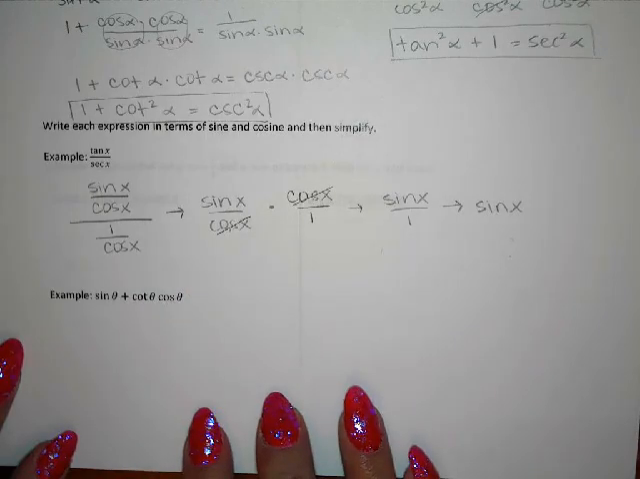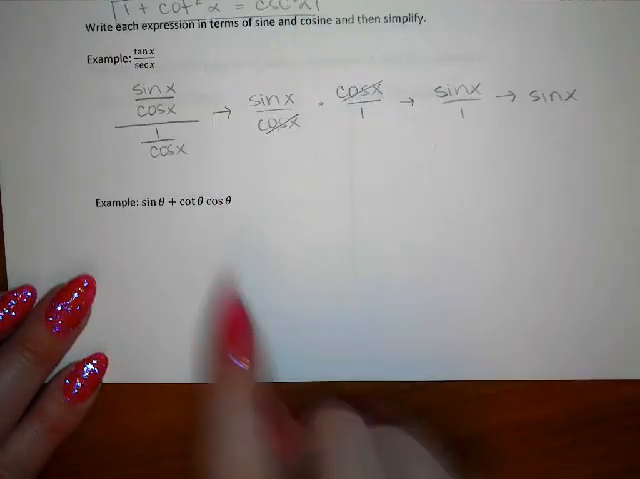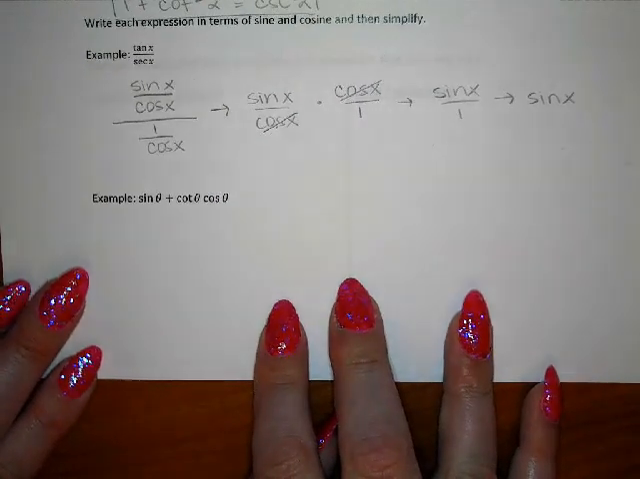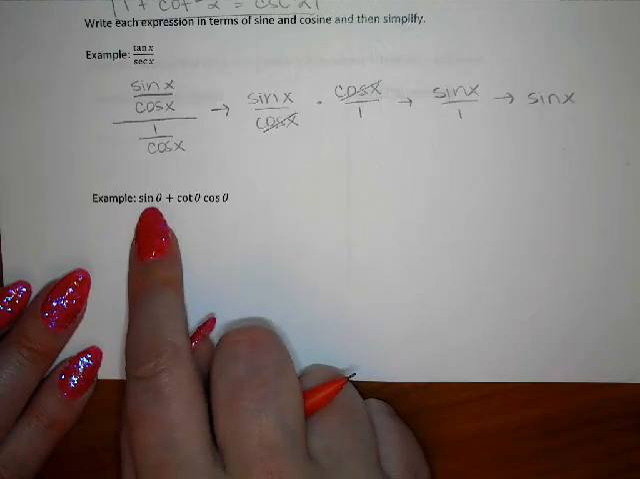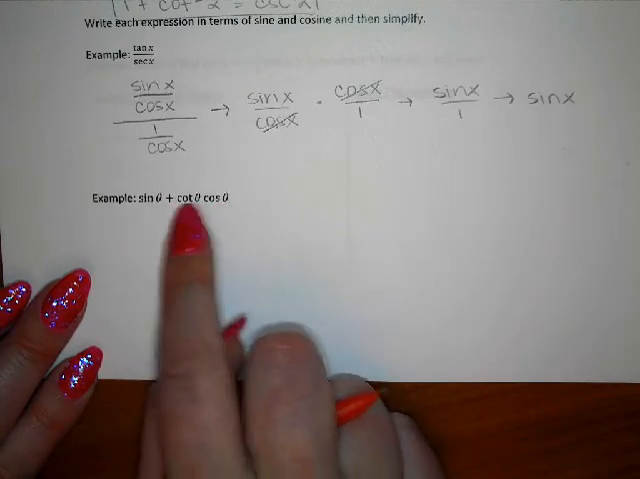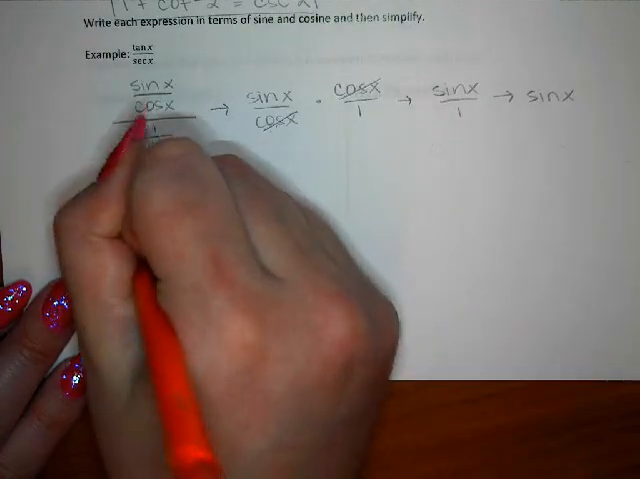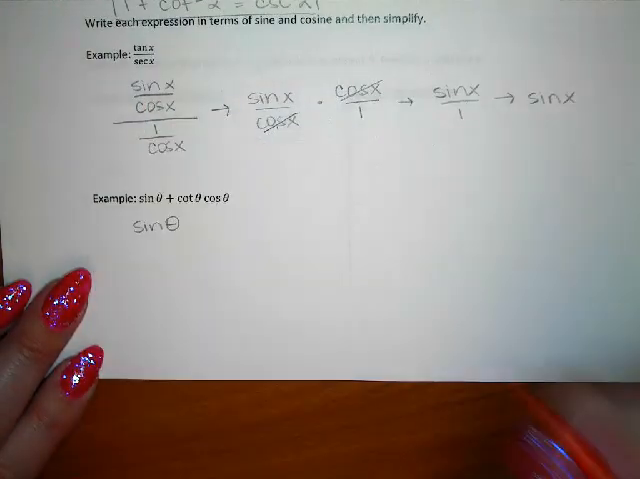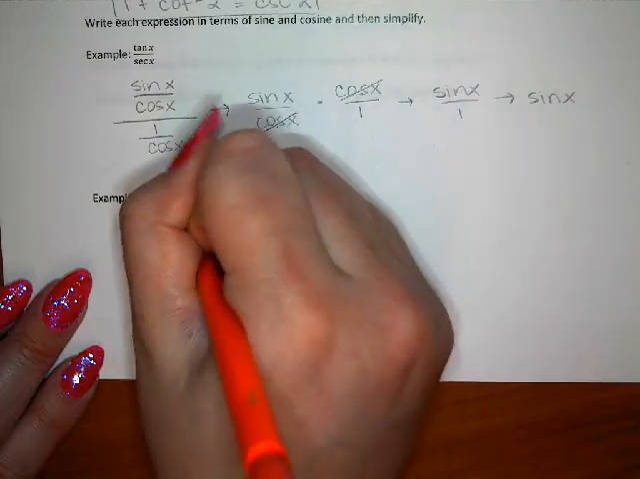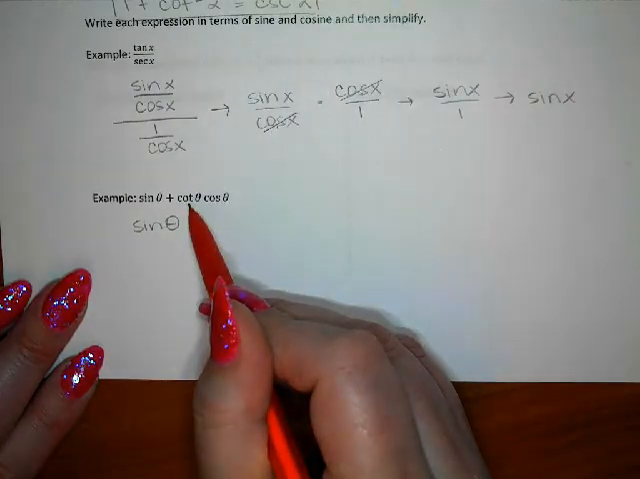All right, this next problem, we're using the same strategy. We're going to get everything in terms of sine and cosine. It has sine plus, and then it has two trig functions that are multiplied together. So the first trig function is already written as sine, so I'm going to leave that one. Cotangent can be rewritten as cos over sine.